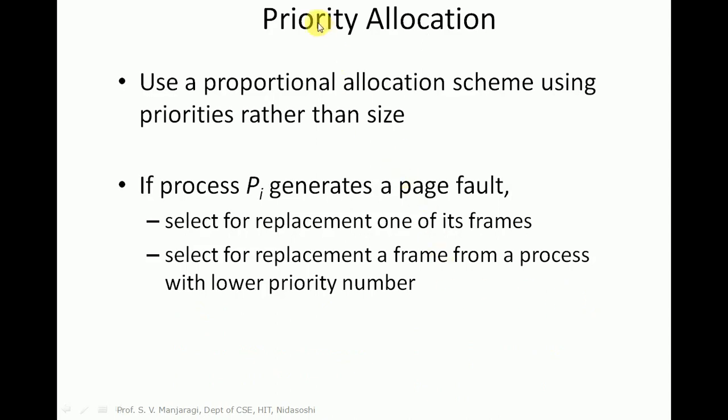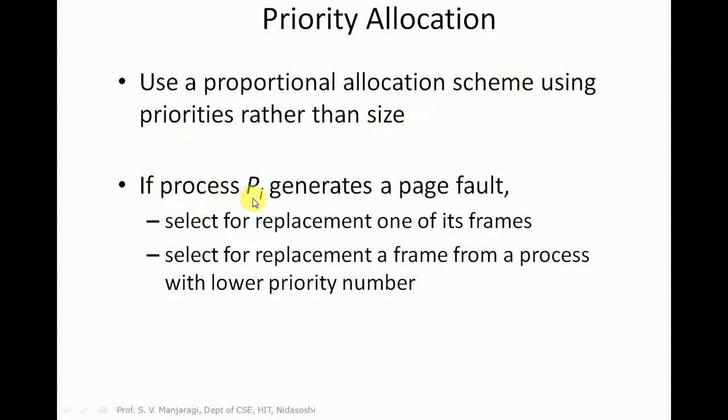Now the next one is priority allocation. In priority allocation, the allocation is based on the priority of the process. Here it will make use of proportional allocation along with the priority of the process. It means use a proportional allocation scheme using priority rather than size. In the proportional allocation algorithm, you consider the size, so depending upon the size, we allocated the frames. But instead of considering size, we need to consider the priority of the process.